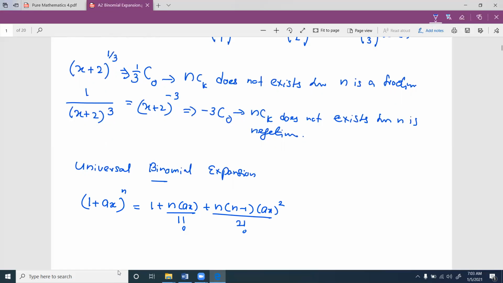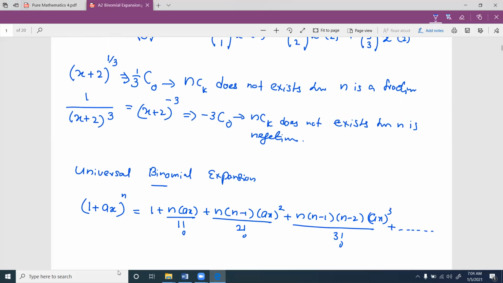Now, some of you may have a problem: if this is not 1, how are we supposed to find it? There is a technique to find it, nothing to worry. In the next part of the lessons, we learn how to find it if this one is not 1. Okay, so the next value is n minus 1, n minus 2, ax whole thing to the power 3, divided by factorial 3. So on it goes up to an infinite expression.